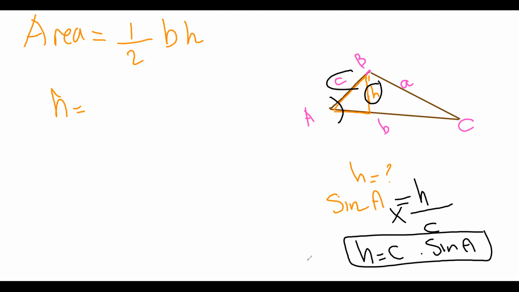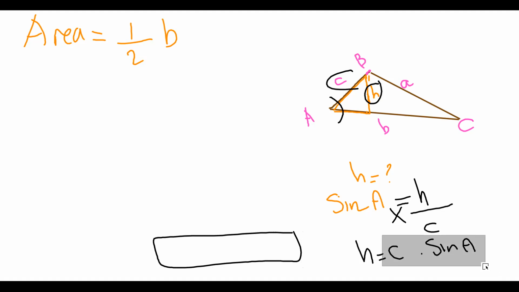So come back now to my formula here. In this formula, we state that area is half b h. By substituting, instead of h, I will substitute with this one that I found before. So h here is c sine A. I will substitute h with c sine A, and I will get my new formula.